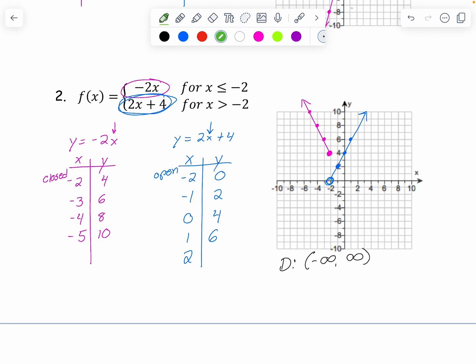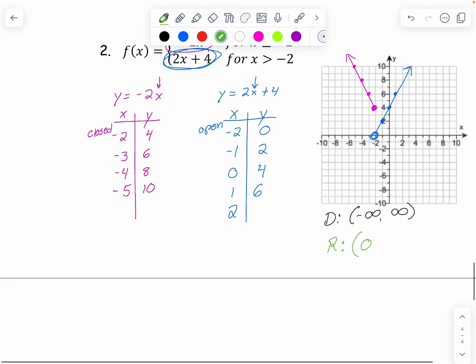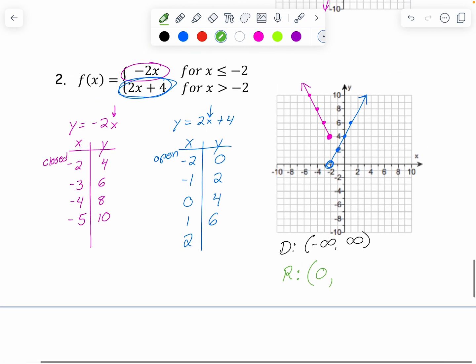My range, however, I've got to be careful on. So for my range, I'm looking for y values, smallest to largest. So the smallest is on the bottom, and this is as far down as our graph goes. It does not go any lower than that. So that has a y value of 0. However, at that point where we have that y value of 0, it is an open circle, which means we need a parentheses on that 0.